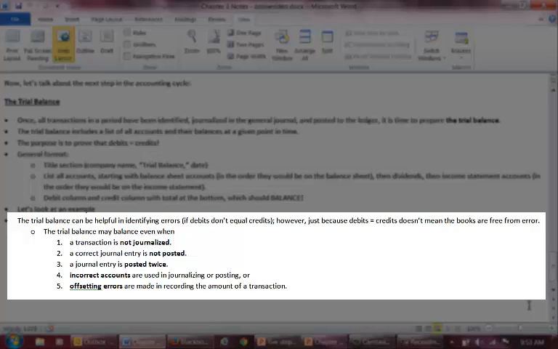However, even if our debits equal our credits, we do not have absolute assurance that everything is correct. There are several errors that do not cause the trial balance to be out of balance. The trial balance will balance even when we forget to journalize a transaction, we journalize a transaction but forget to post it, we post a correct journal entry twice, we journalize or post the incorrect amounts, or we make multiple errors that offset one another. The moral to this story is that a balanced trial balance is a great thing and does provide some assurance of accuracy, but not absolute assurance.